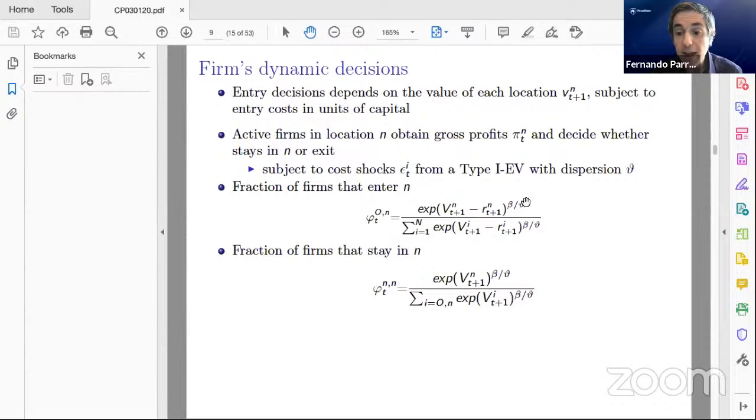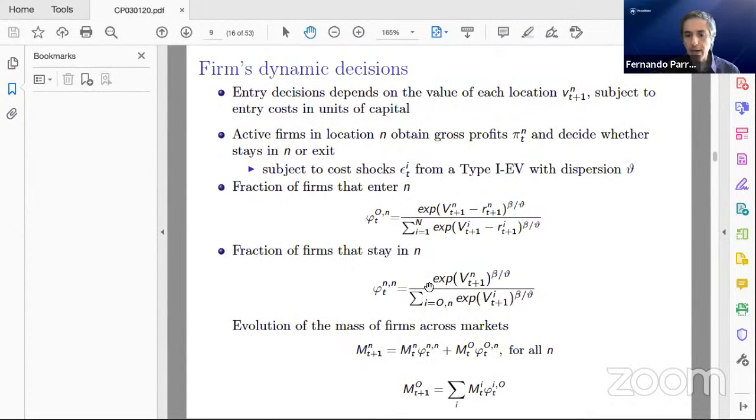And this parameter vartheta is going to govern the elasticity of the mobility of the entry of firms across locations. Similarly, the fraction of firms that stay producing in N is going to be a function of the expected value of that location relative to the option of exiting the location. And similar for the case of households, with the initial distribution of firms across space and with these transition rates, we can compute the law of motion of firms across time and across space.